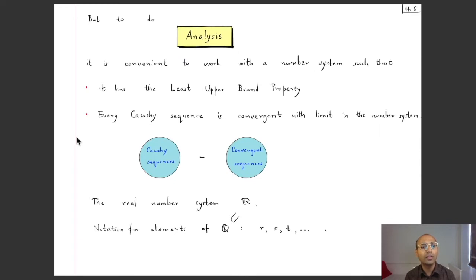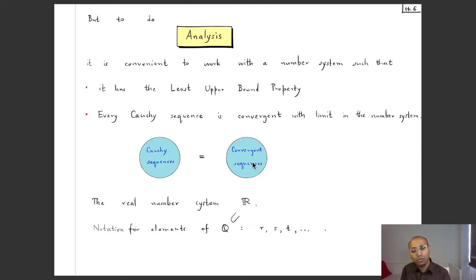So to do analysis, it is convenient to work with a number system such that it has the least upper bound property and is such that every Cauchy sequence in this number system is convergent with limit again in the same number system. And this is useful because we have already seen that convergent sequences are Cauchy sequences. So this set is contained in this set. And now if this fact is true, then we will also have that the set of Cauchy sequences is contained in the set of convergent sequences, so that these two sets are in fact coincident.